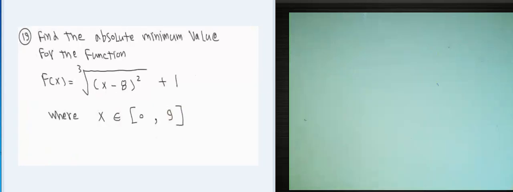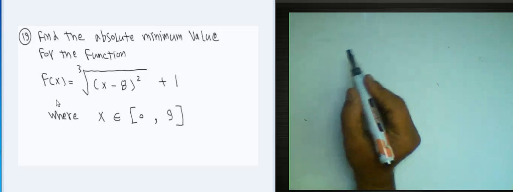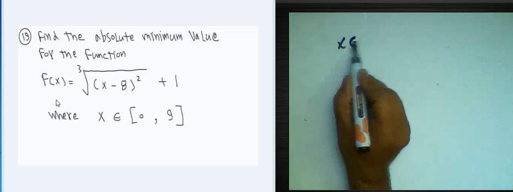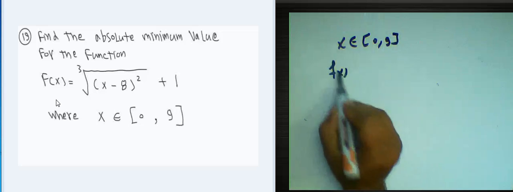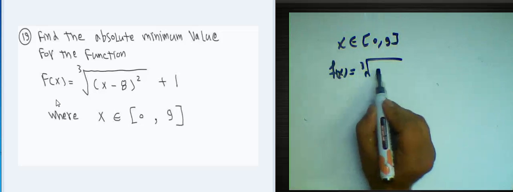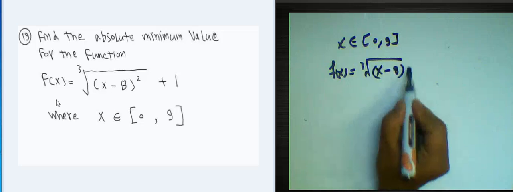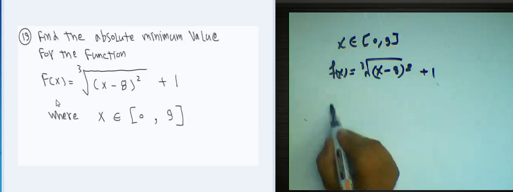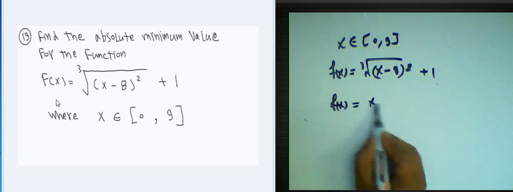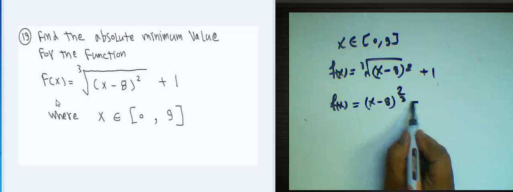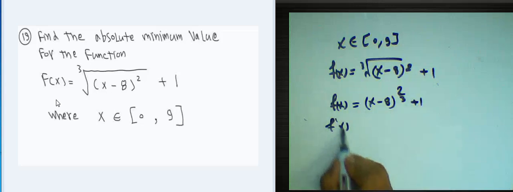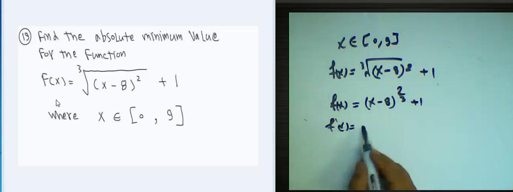Question 19: find the absolute maximum or absolute minimum value for the function, where x belongs to the interval 0 and 9. We have this function f of x equal cubic root of x minus 8, all power 2, plus 1. Then f of x equals x minus 8, all power 2 over 3, plus 1. Then we can find the derivative of this function. Here we can drop the power.